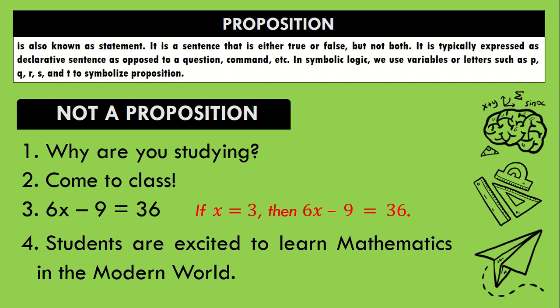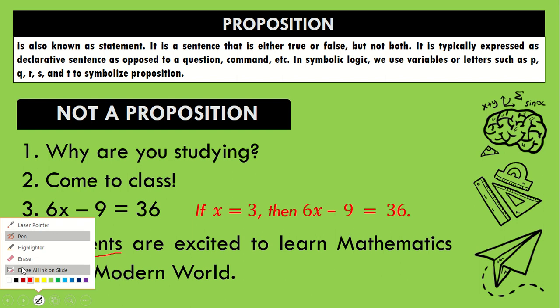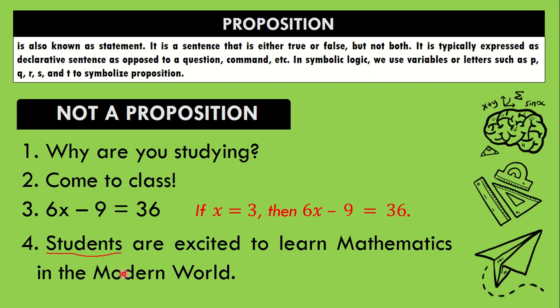Number 4, students are excited to learn mathematics in the modern world. As you can see here, we have the subject, students. Since it's students, it may vary. It could be that one student is excited to learn mathematics in the modern world and the other one's not. So the subject here is not appropriate for a proposition.